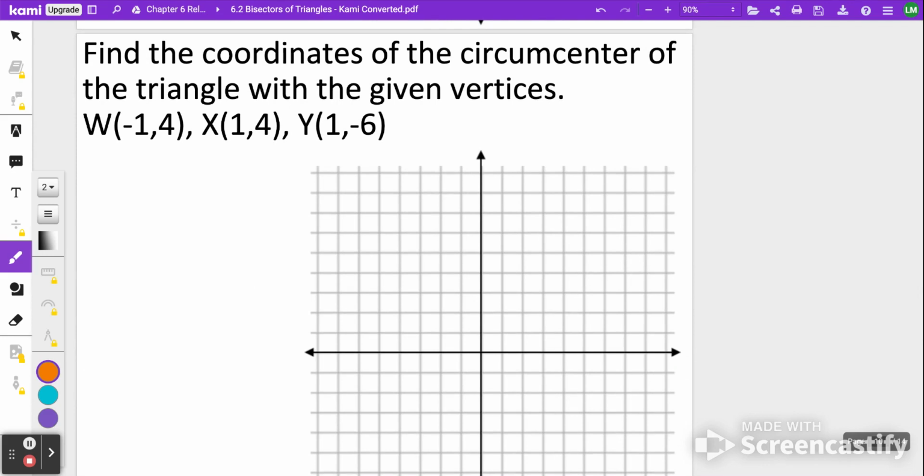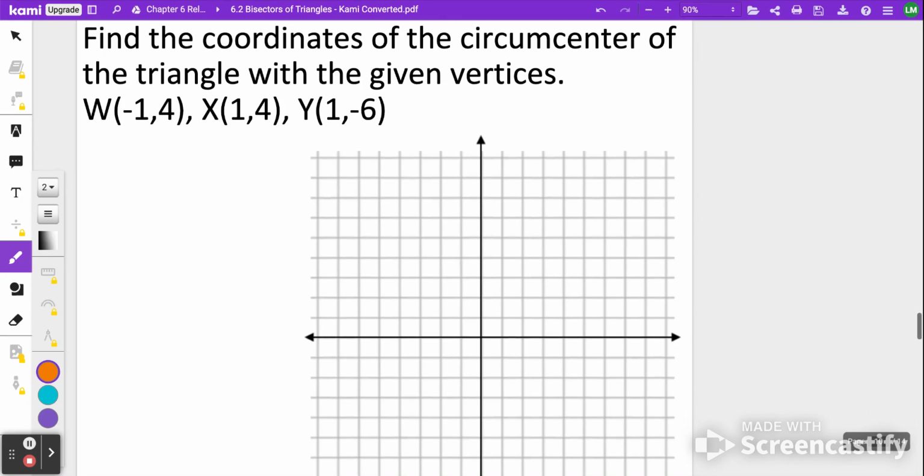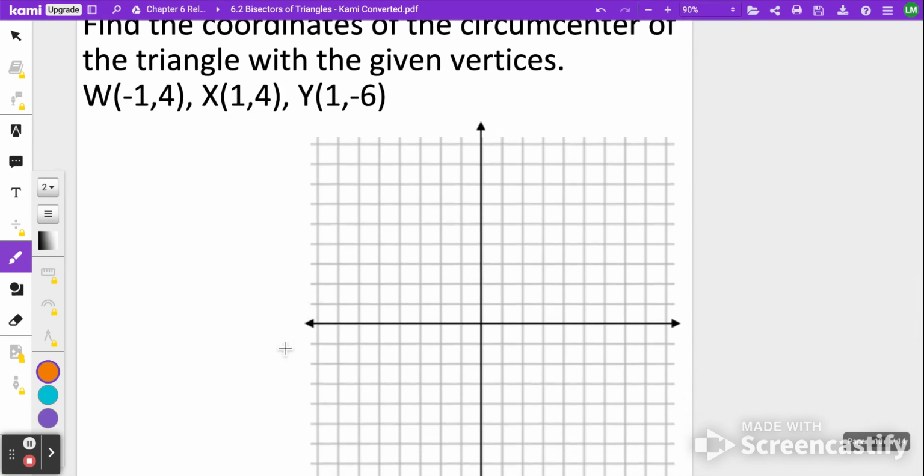Here's one that I want you to try. See if you can try this one on your own. Again, use the two perpendicular bisectors that are easiest to try to find where your circumcenter would be. All right, the first thing you're going to do is find your points. Let's go ahead and label all of my points, W, X, and Y.